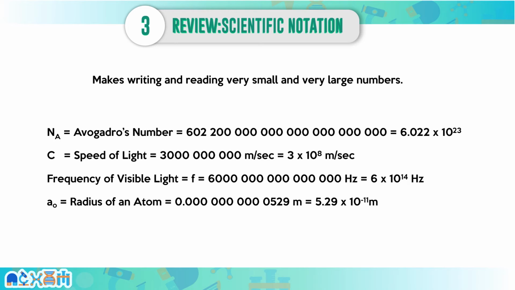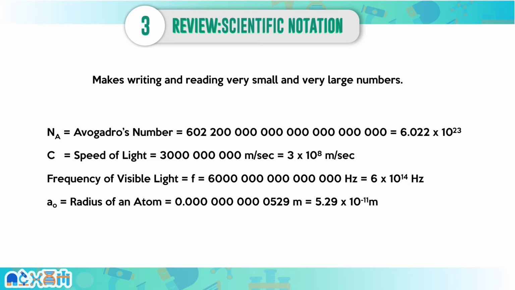You also have the speed of light, which is 300 million meters per second. And if you write it down, still it will take you some time. So you write it as 3 times 10 to the 8 meters per second. You also have the frequency of visible light, which again, 6 followed by 14 zeros hertz. And we write it down as 6 times 10 to the 14 hertz.